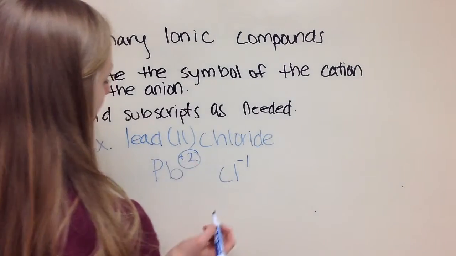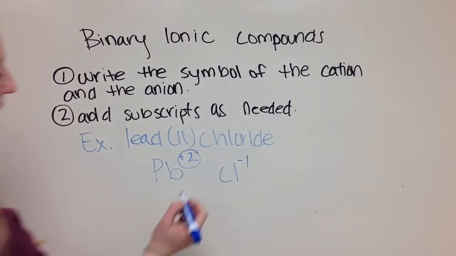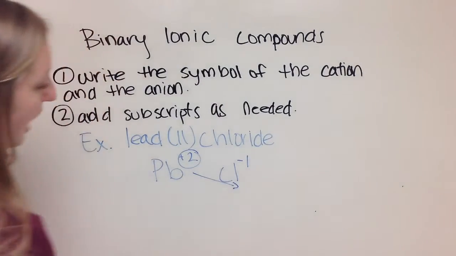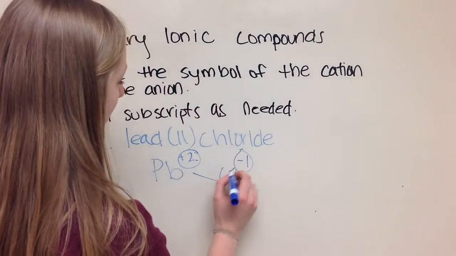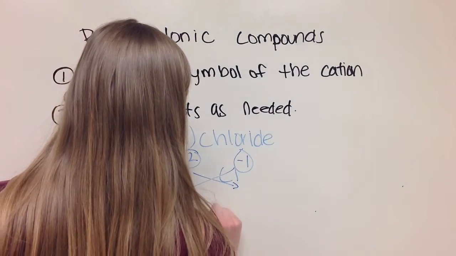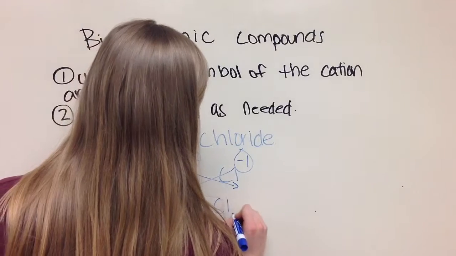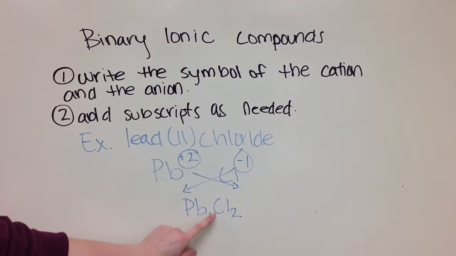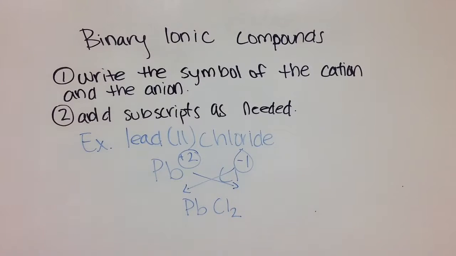So now, in order to know which subscripts you need, you just do crisscrossing. You take the charge of Pb and move it over to Cl, and the charge of Cl move over to Pb. So now the subscripts that you have are Pb1, Cl2. Now you really don't need to write the 1 there. You just need to write the 2. So now you know that the formula of lead 2 chloride is PbCl2.